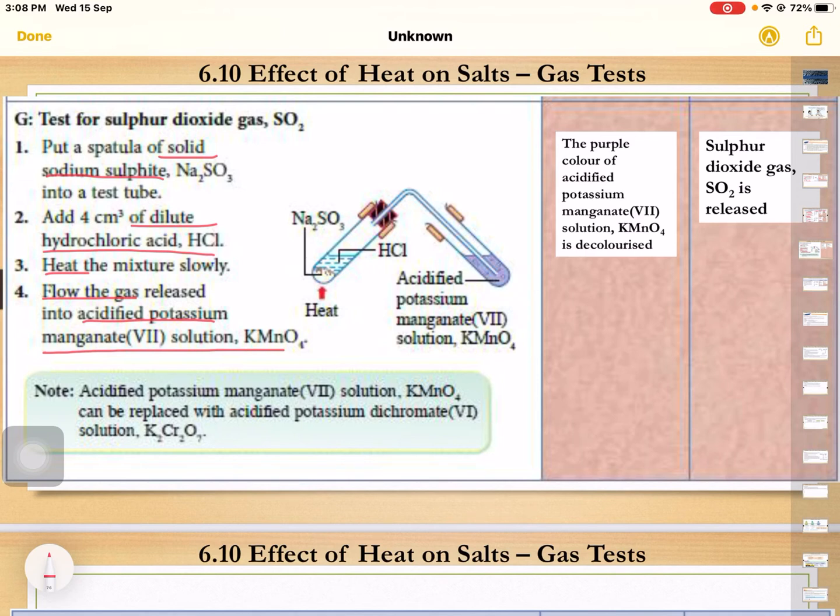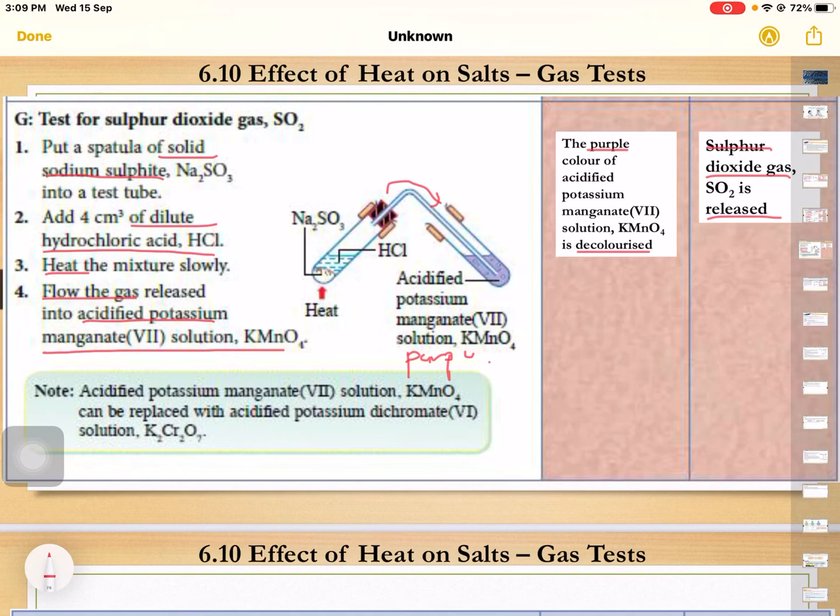So, the original color for acidified potassium manganate(VII) solution is purple. Okay, so when the reaction occurs and the gas is released, the gas is channeled into the potassium manganate(VII) solution and it changes from purple to colorless. So the observation here, the purple color of acidified potassium manganate(VII) is decolorized. So it means that sulfur dioxide gas is released.